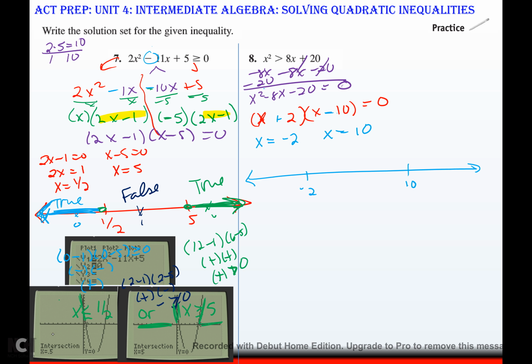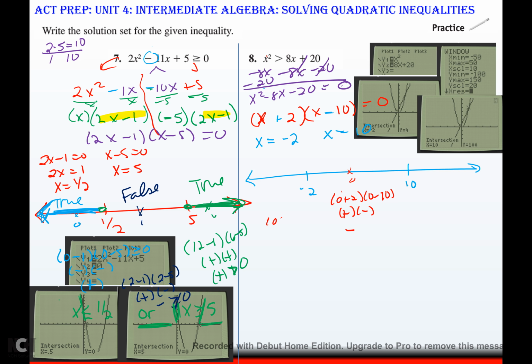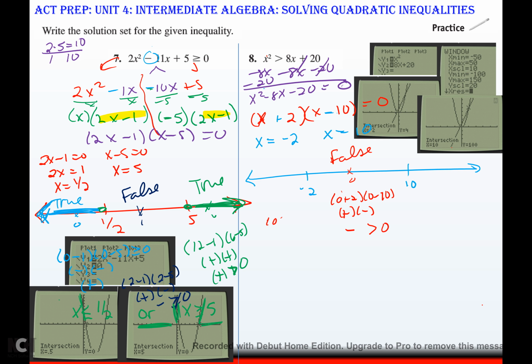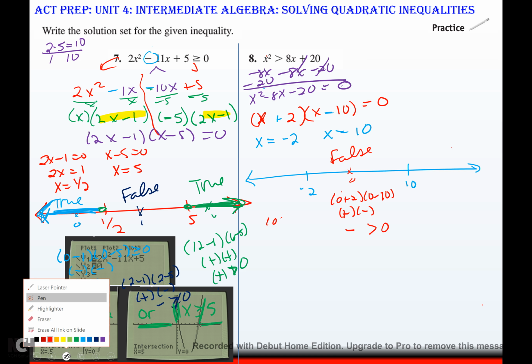And as I get even lazier and lazier, I always pick the 0 to test first. So wherever that is, I test 0 plus 2, 0 minus 10. That's going to be a positive, a negative, which is negative. And they want to know, is that greater than or equal to 0? No, just greater than, which it's not. So this is false, which means the ends are going to be true, right?